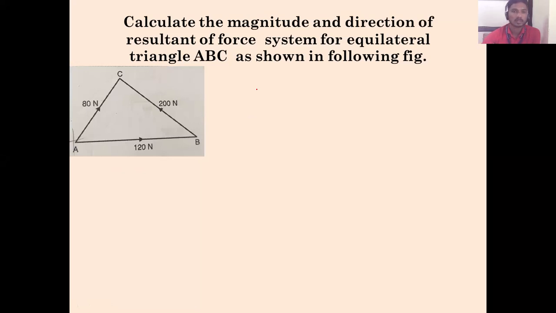Magnitude and direction. So with the beginning, let us assume the forces, then you solve. Which force I should assume as a F1? 80 Newton. Okay, 80 Newton I will assume. Which force I should assume as a F2? 200 Newton. Okay. And which force I have to assume as a F3? 120 Newton. Okay, 120 Newton. Now you proceed. You can solve now.